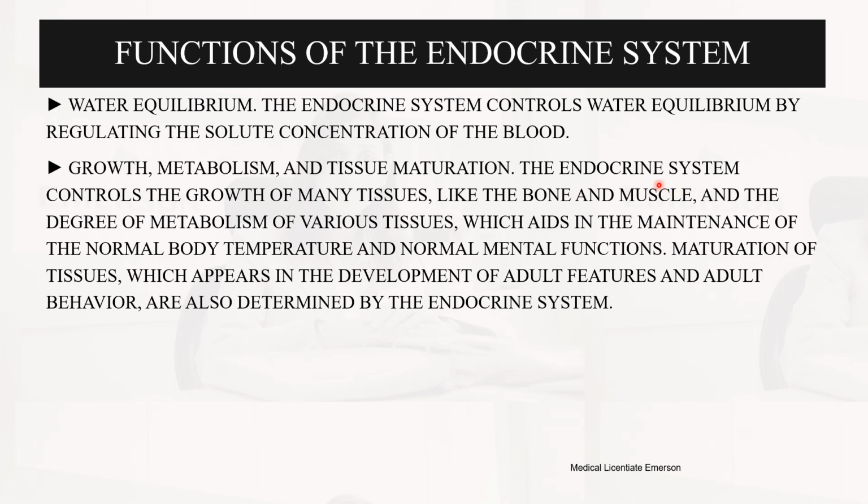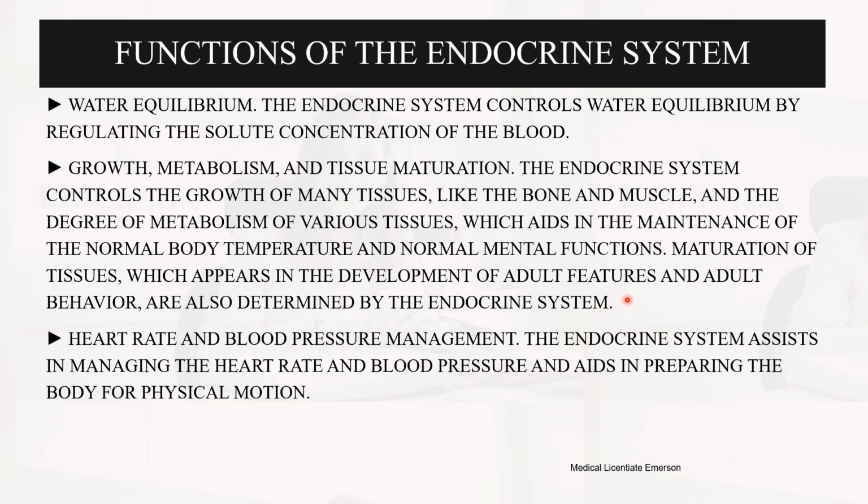So the endocrine system controls growth of main tissues like the bone and muscle, and the degree of metabolism of various tissues, which aids in the maintenance of the normal body temperature and the normal mental functions. Then you have also maturation of tissues, which appears in the development of adult features and adult behavior, are also determined by the endocrine system.